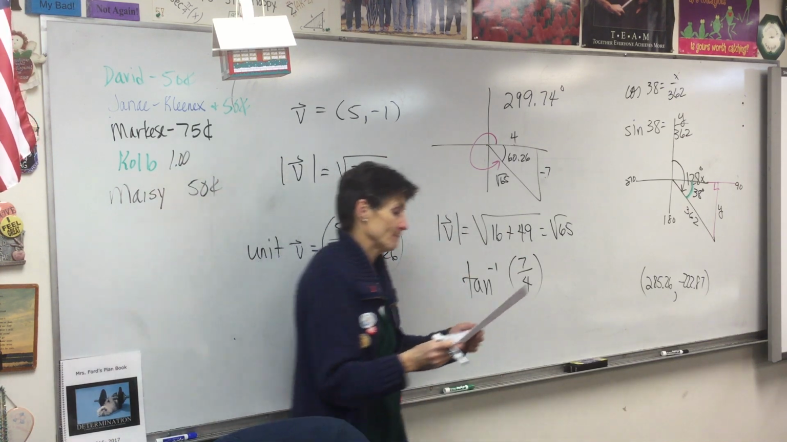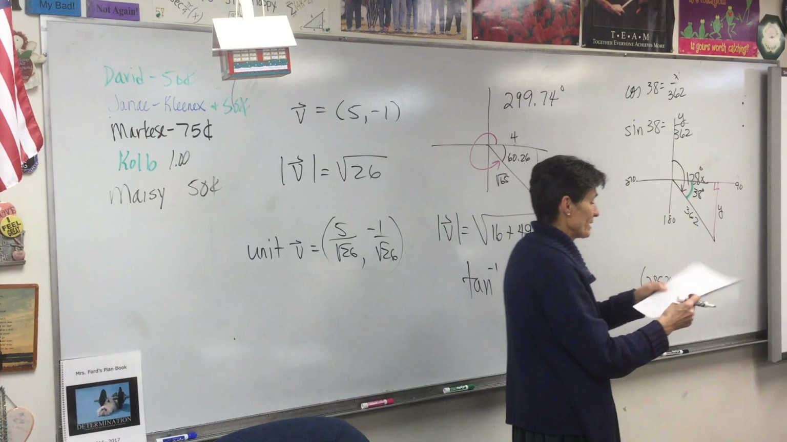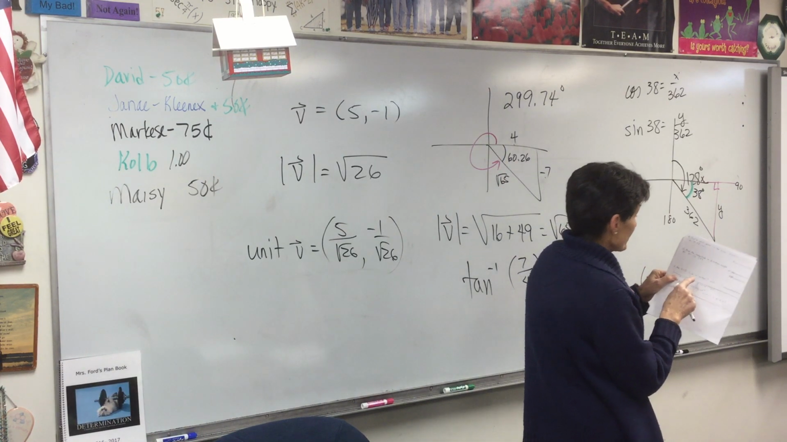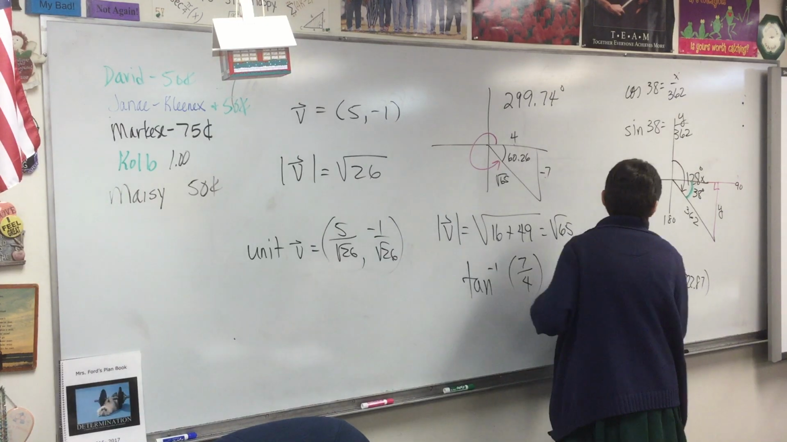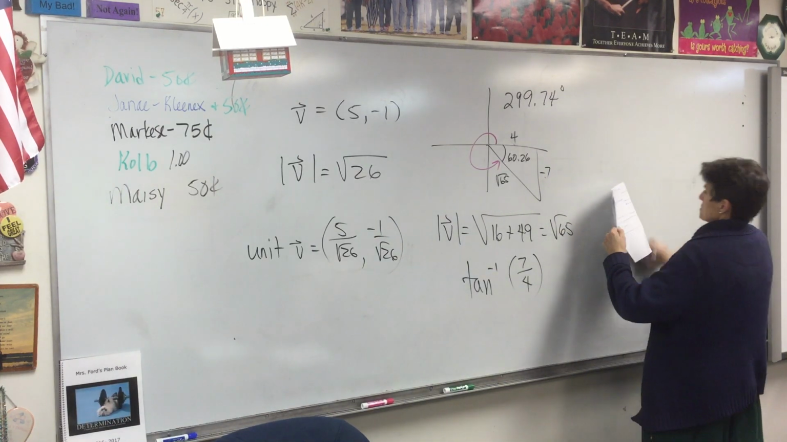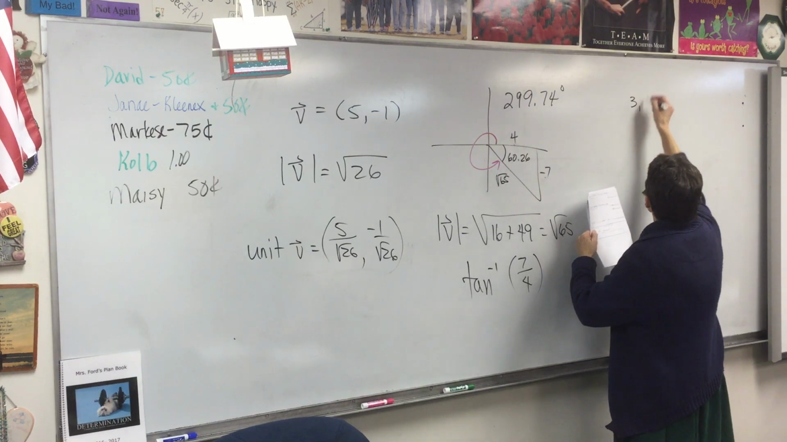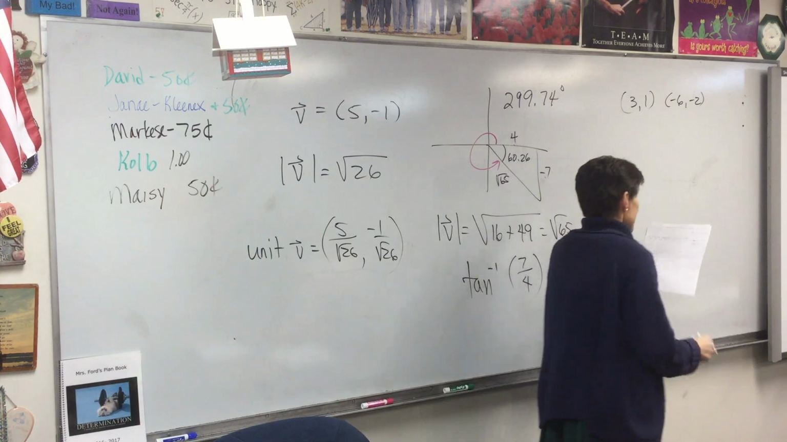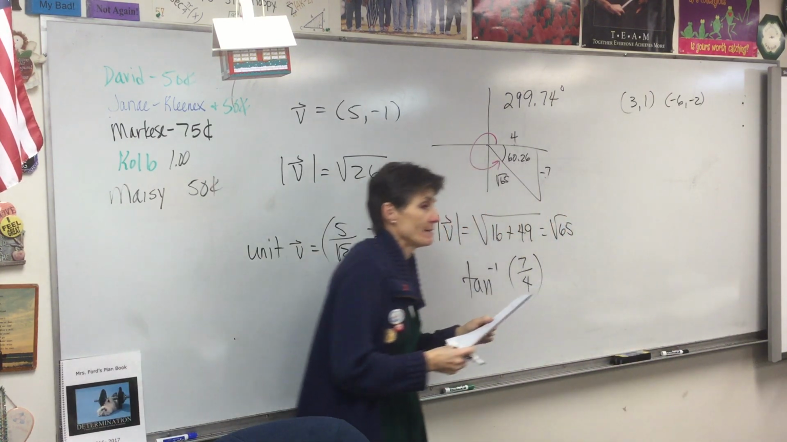All right, number 11. Are these vectors which are written under the line? Sorry about the confusion. So 3, 1, and negative 6, negative 2. Parallel, perpendicular, or neither, and why.